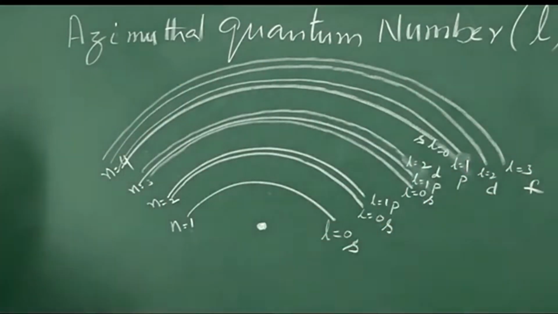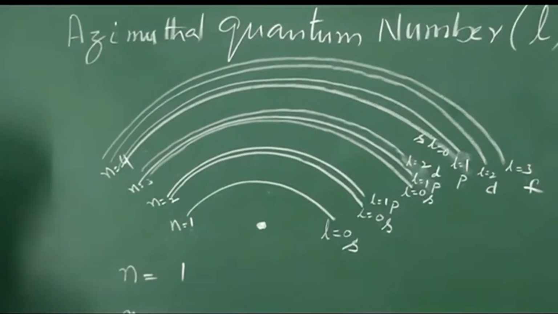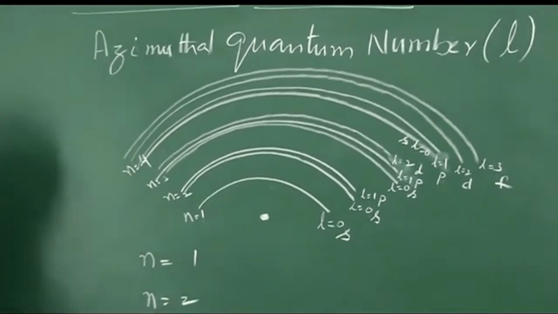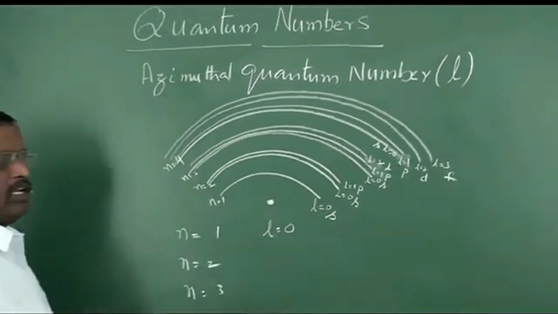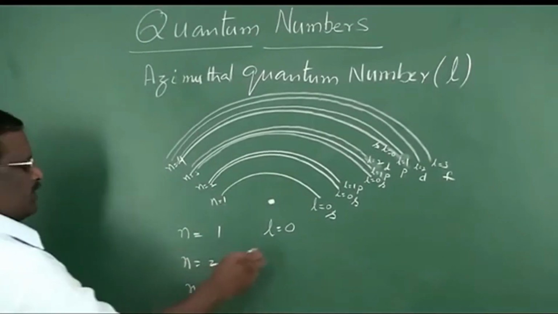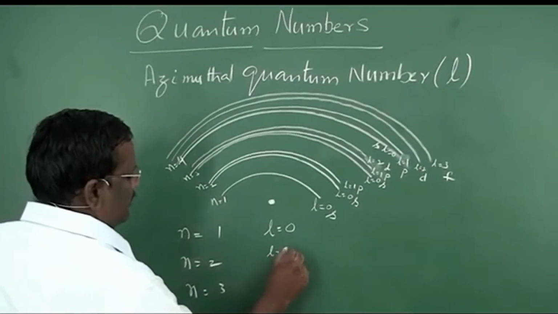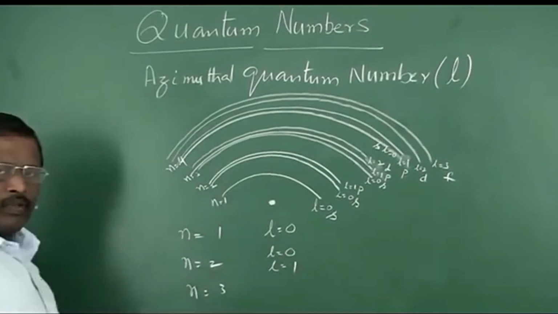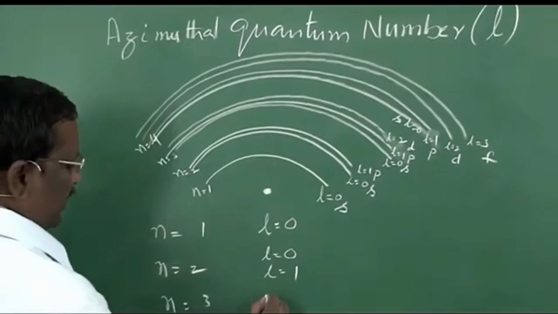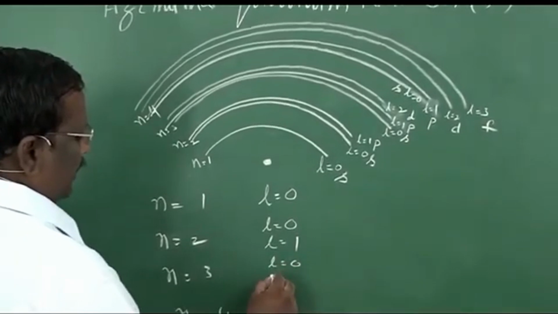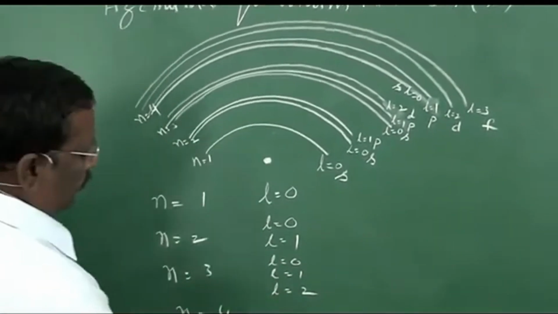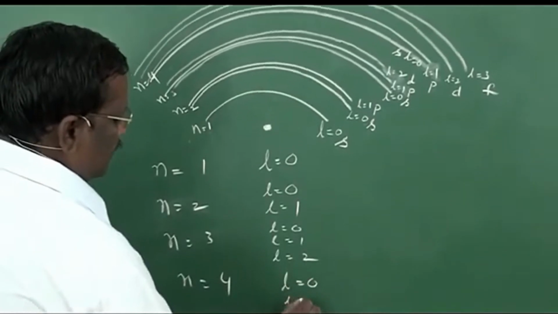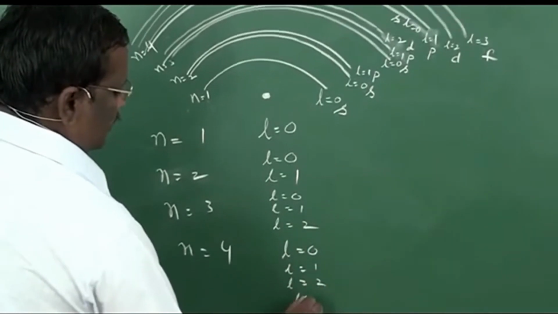So we have the main energy levels n is equal to 1, n is equal to 2, n is equal to 3, n is equal to 4. In the first energy level, you have one sub-energy level. For it, l is equal to 0. For the second energy level, you have two l values: l is equal to 0, l is equal to 1. For the third energy level, you have three sub-energy levels: l is equal to 0, 1, 2. For the fourth energy level, you have four sub-energy levels: l is equal to 0, 1, 2, 3.